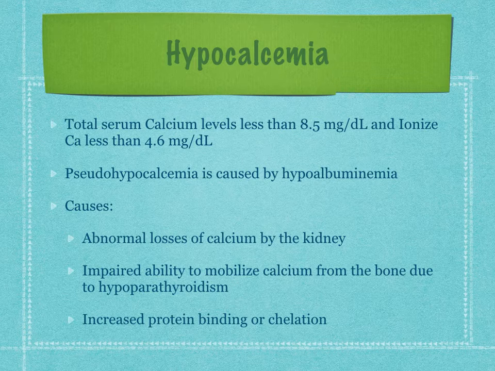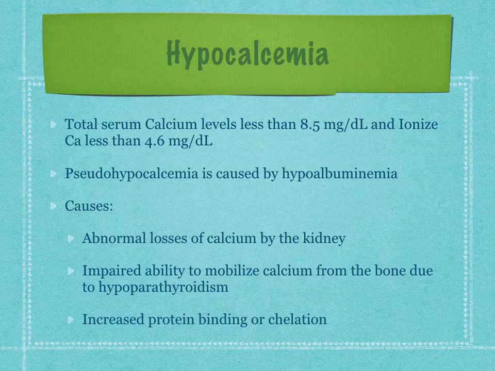If there's an impaired ability to mobilize calcium from the bone due to hypoparathyroidism, the parathyroid hormone can be suppressed because of high levels of vitamin D or magnesium deficiency, or if they have hypoparathyroidism. Also, acute pancreatitis can also be a player in the inability to mobilize calcium.